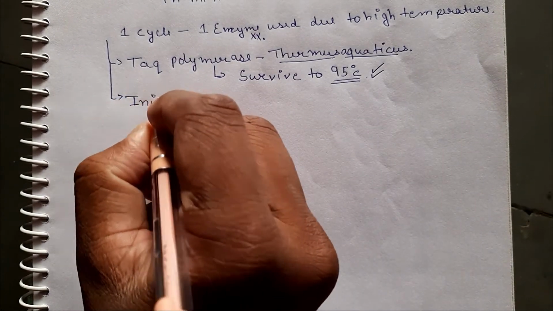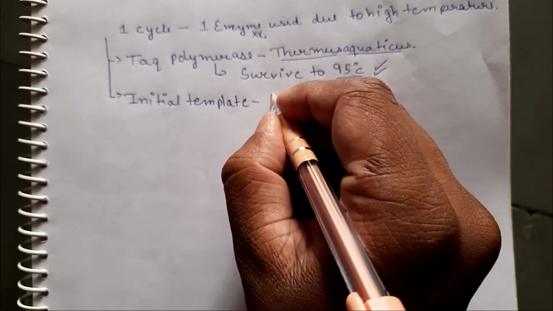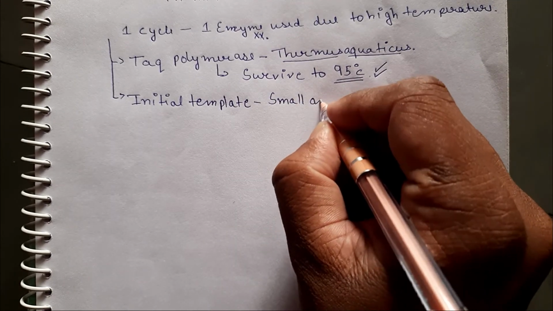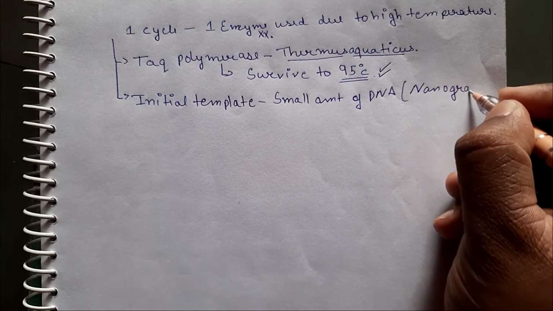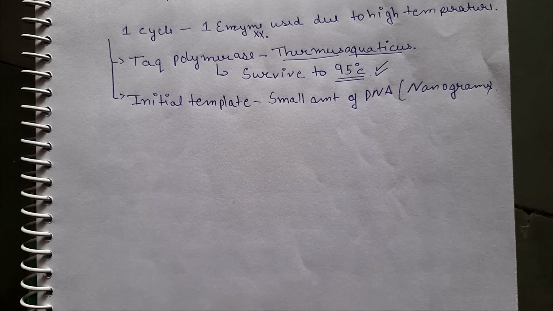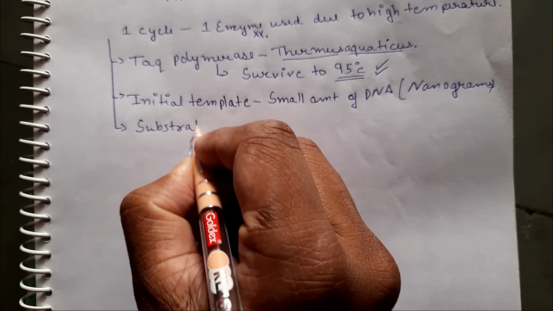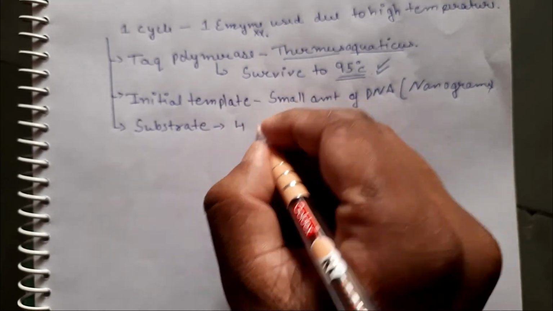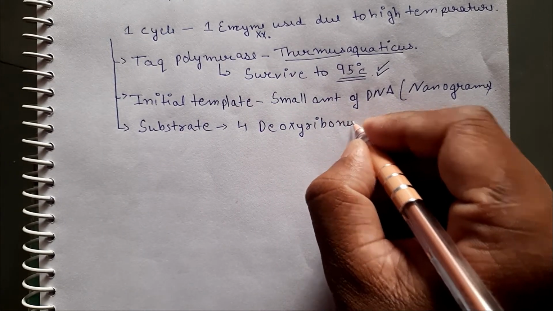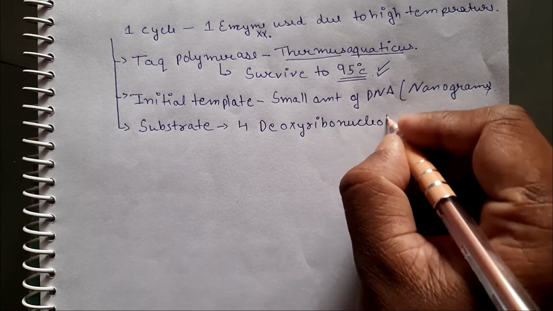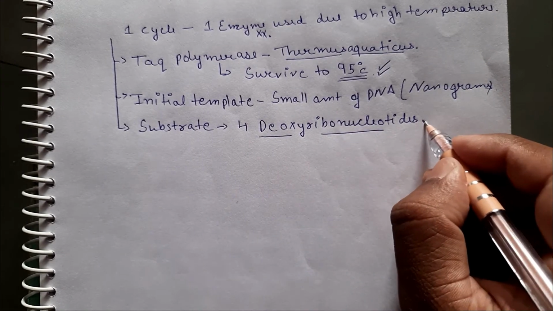The second component of PCR is the initial template. For the formation of new DNA, template DNA is required, and this template DNA is taken in a small amount, in nanograms. The third component is the substrate. For the formation of new strands of DNA, four substrates are required, that is deoxyribonucleotides. These help to make the new strands of DNA.